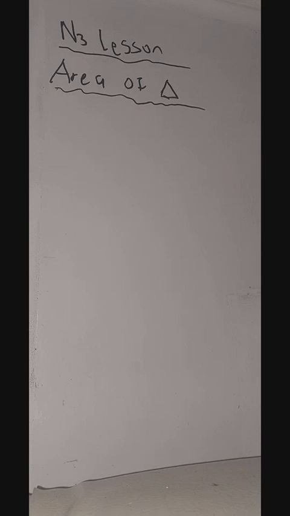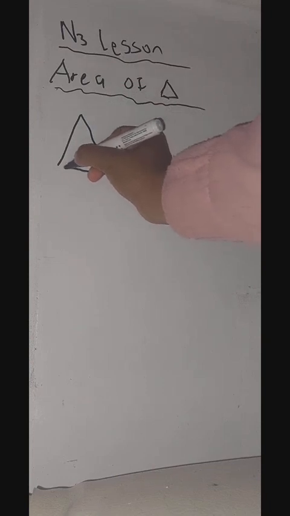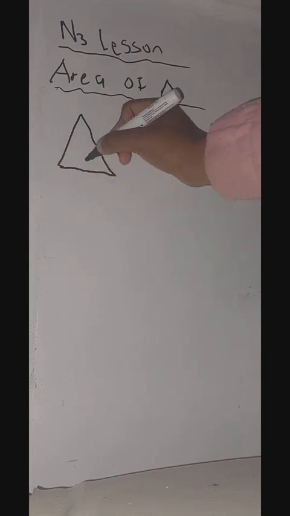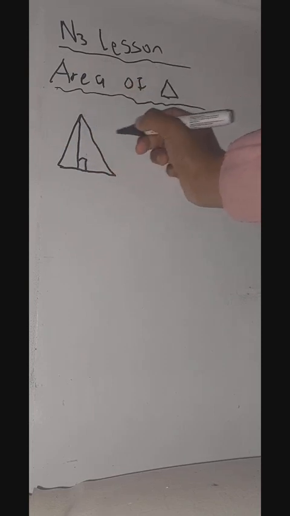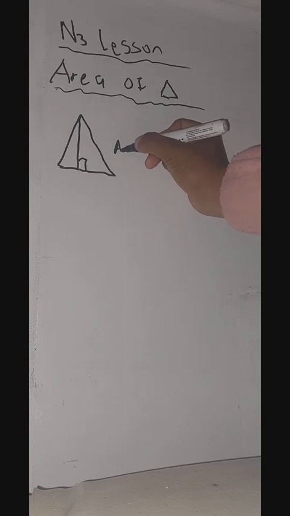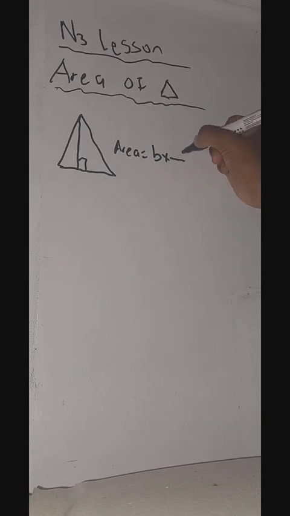Okay, guys. So we know that for a simple triangle, the area is equal to base times perpendicular height, right? We know that for a simple triangle, the area is going to be base times height. But what if the triangle is not a right angle triangle?